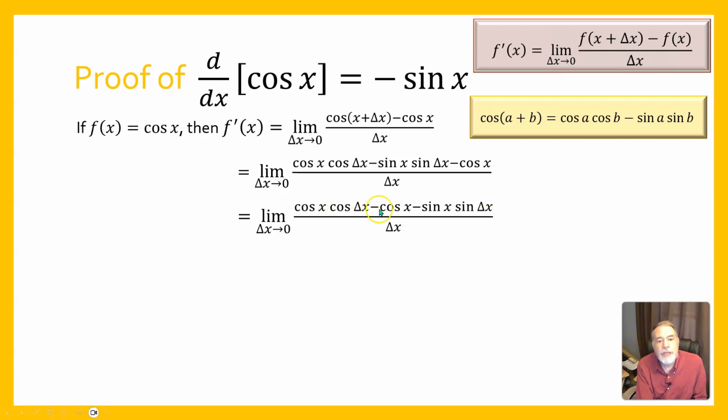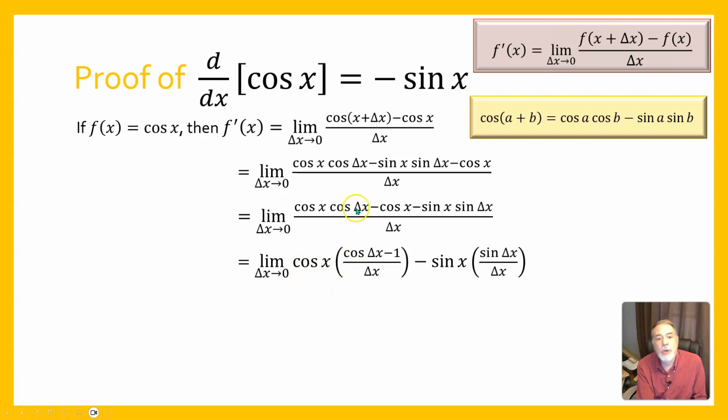And now, with these first two terms, I'm going to factor out their common factor of cosine x and pull that out. So I can write that as cosine x times cosine delta x minus 1 over delta x, minus, and then what I have left over here is sine x times sine of delta x over delta x.